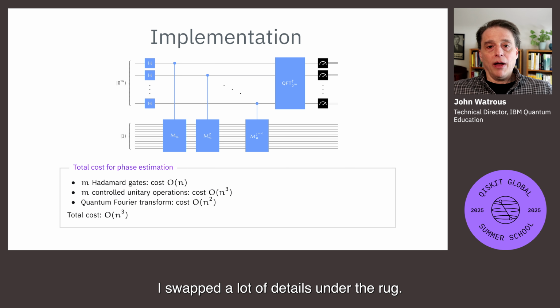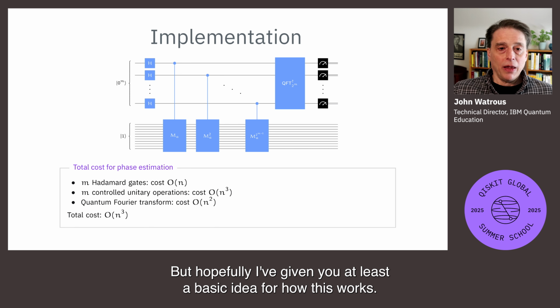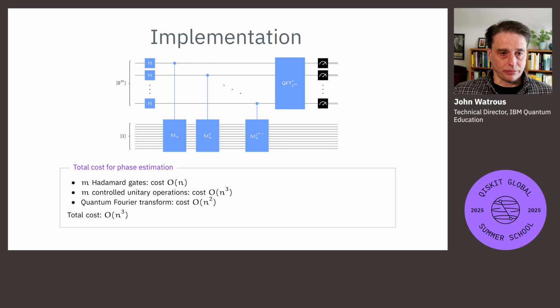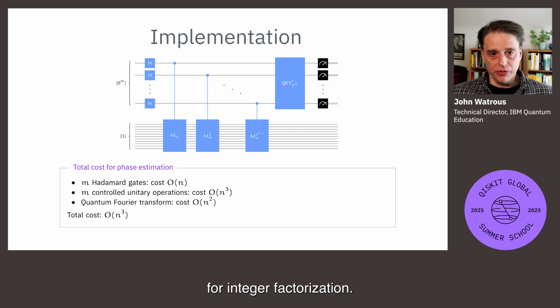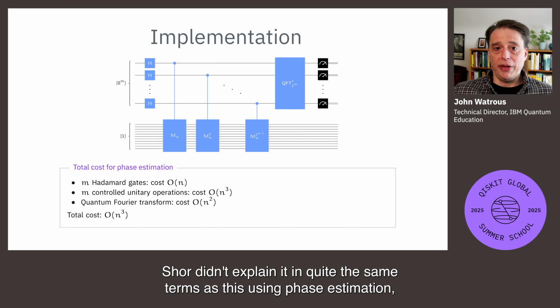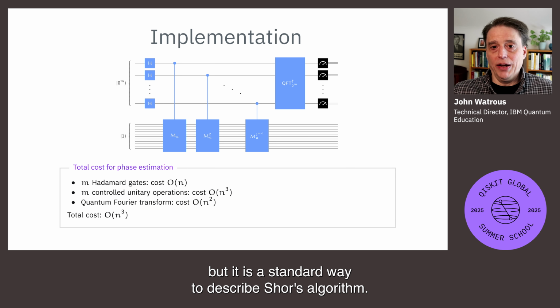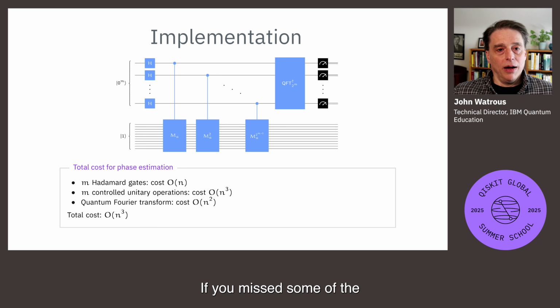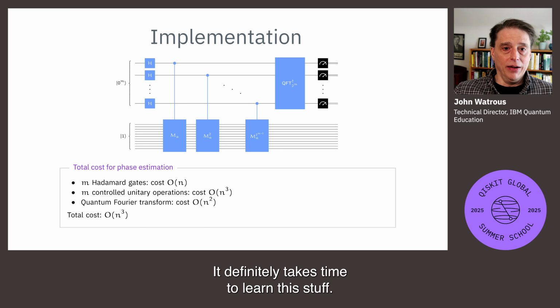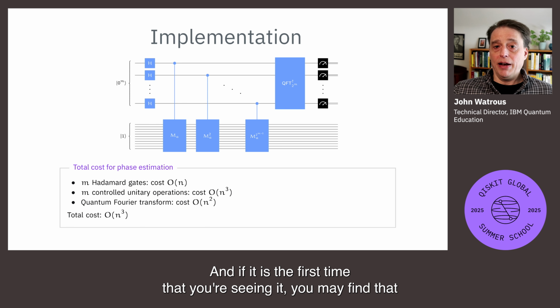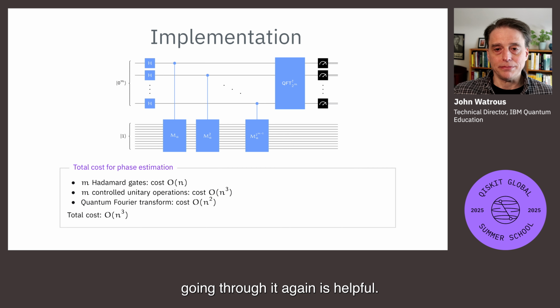I went quickly and I swept a lot of details under the rug, but hopefully I've given you at least a basic idea for how this works. At the end of the day, what we have is Shor's algorithm for integer factorization. Shor didn't explain it in quite the same terms as this using phase estimation, but it is a standard way to describe Shor's algorithm. If you missed some of the details or you didn't quite catch how it works, that is okay. It definitely takes time to learn this stuff. And if it is the first time you're seeing it, you may find that going through it again is helpful.